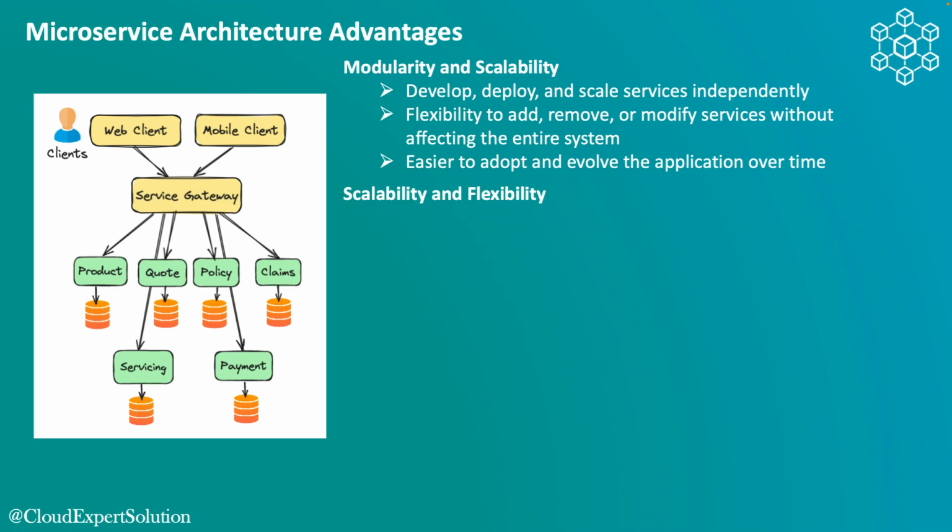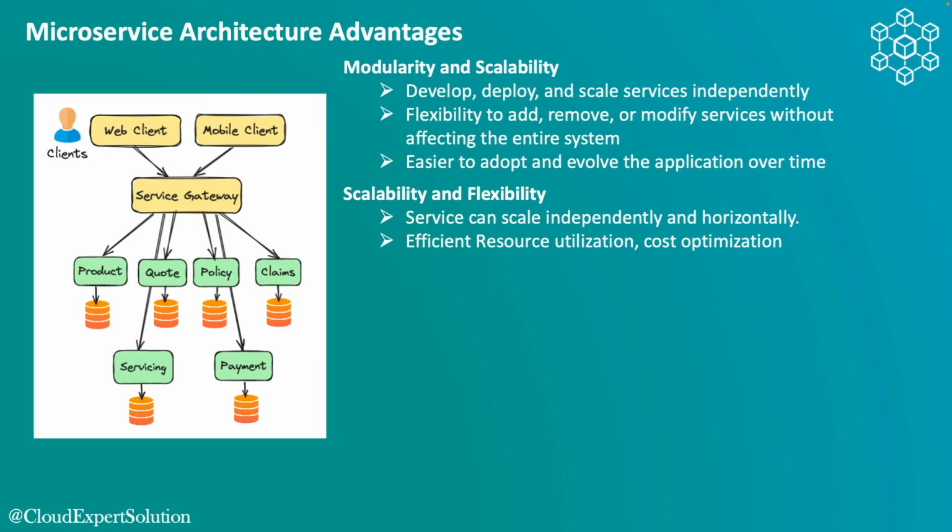Then scalability and flexibility. Since all those services will be managed, maintained, and deployed independently, for our previous example, let's say if your application is getting more and more quote requests, we'll be able to independently scale this quote module. This scaling will be horizontal scaling. We do not need to increase the RAM size or CPU size or even to replicate the entire code. We can only scale the quote module. That will lead to efficient resource utilization and cost optimization.